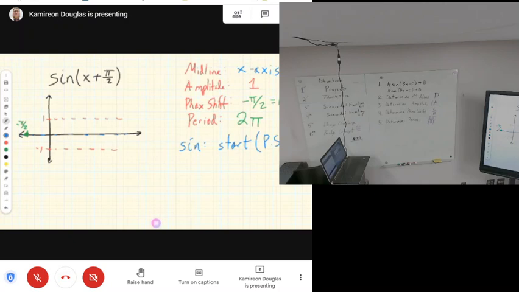If you know what the phase shift is, and you know what the midline is, it will always start at that point. So let me verify that real quick. My phase shift is negative pi over 2, or left pi over 2. My midline is on the x-axis, which is 0. So my first point is at negative pi over 2, 0. Where will it end? It will end on the point phase shift plus period, comma, midline.